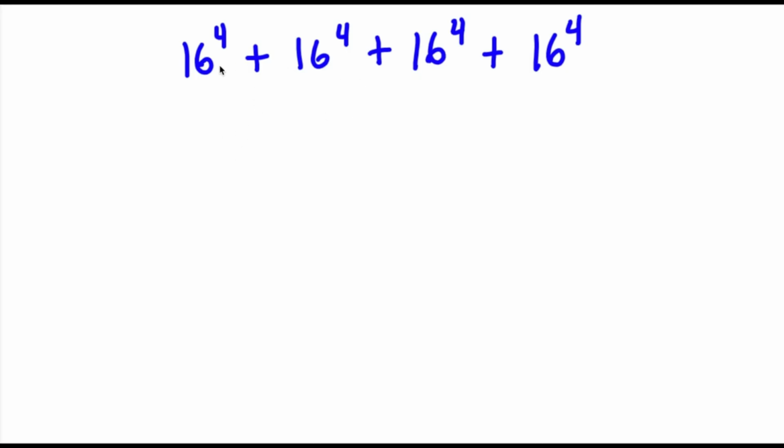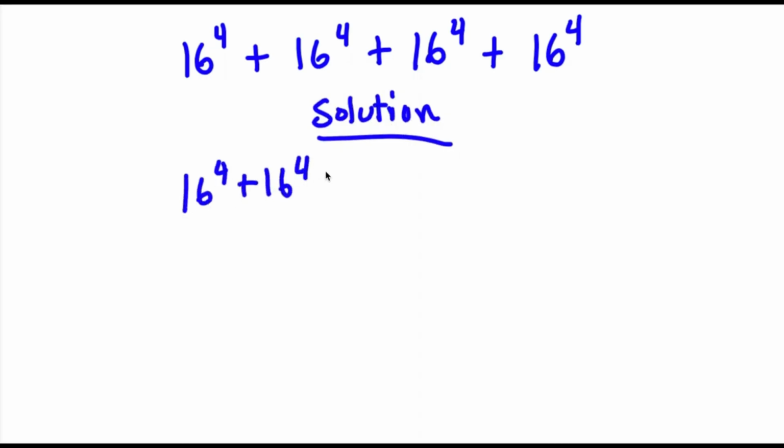Alright, so our problem is 16 to the power 4 plus 16 to the power 4 plus 16 to the power 4 plus 16 to the power 4. So, for our solution, our original equation was 16 to the power 4 plus 16 to the power 4 plus 16 to the power 4 plus 16 to the power 4.